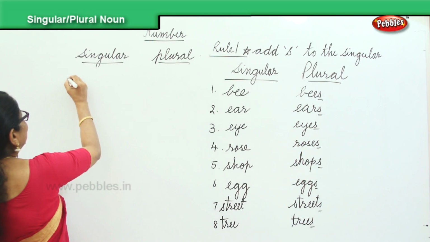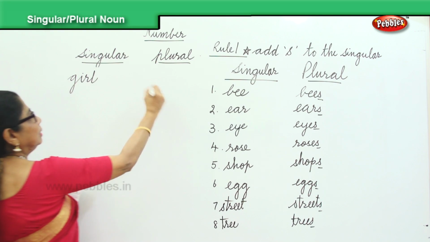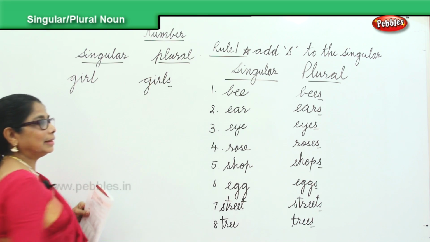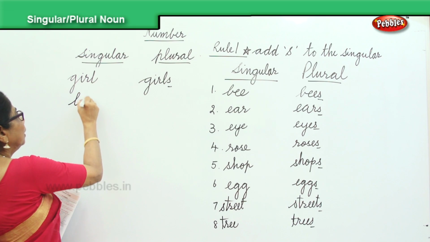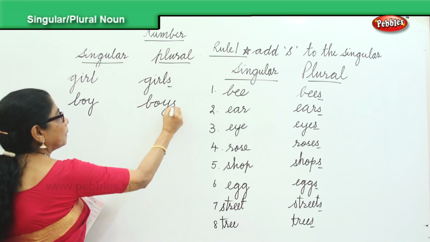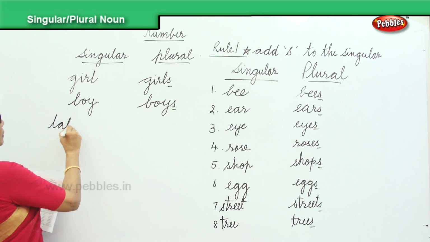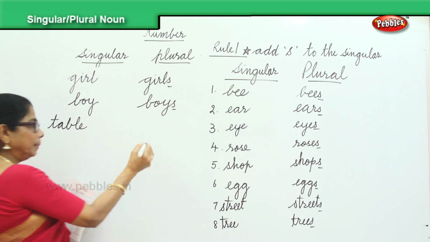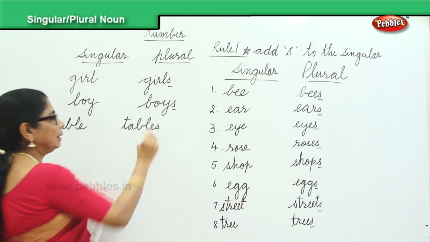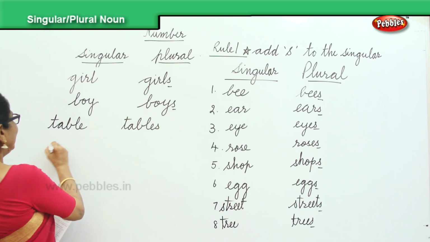Now, as I told you, girl, girls. You added s. Boy, very good. Boy, boys. Then, table. Table, tables. Very good. Window.